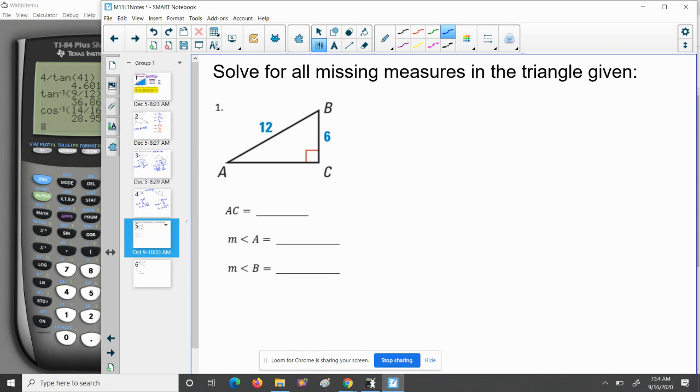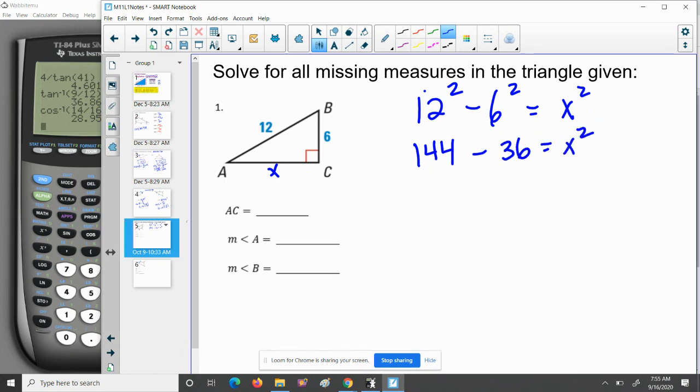So let's go ahead and do that really quick. So 12 squared minus 6 squared should equal, let's call that x. We'll label that x squared. 12 squared is 144. 6 squared is 36. Okay, so next thing we want to do is subtract 144 minus 36. 144 minus 36 should give us 108. At this point, we have two options. We can leave this as a square root in simplest form, or we can go ahead and get the decimal. I'll go ahead and write out both.